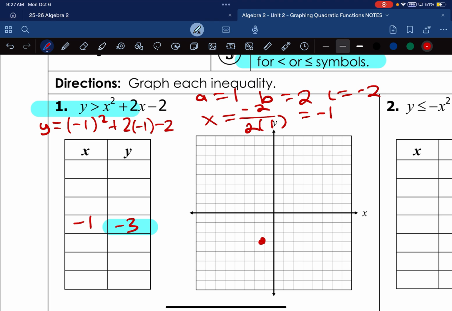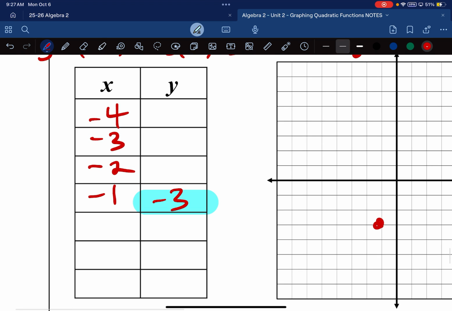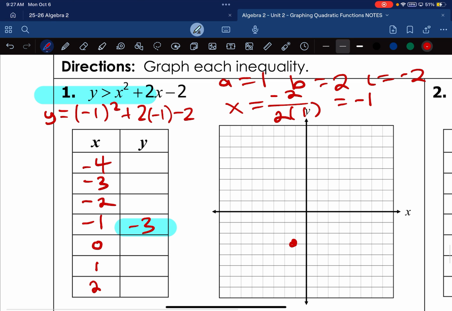Now we need the other points in our table. Points to the left of negative 1 would be negative 2, negative 3, negative 4. To the right of negative 1 would be 0, 1, and 2. We're going to plug in these numbers. Negative 4 squared plus 2 times negative 4 minus 2: 16 minus 8 minus 2. That calculates to be a positive 6.